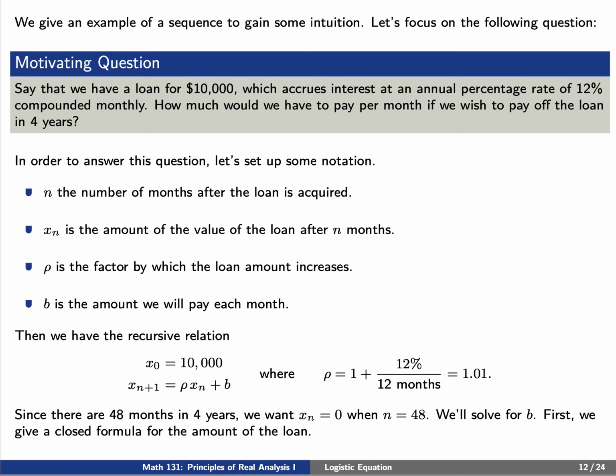Since there are 48 months in 4 years, we'll want to have x sub n equal to 0 when n equals 48. This is where we'll pay off the loan in 4 years. The idea is that we'll have to solve for b. To do so, let's first come up with a closed formula for our amount x sub n.